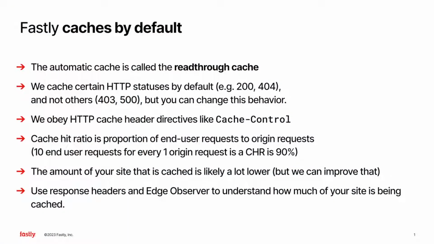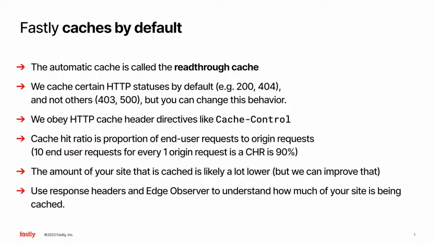Well, to summarize that, I'd say that Fastly caches by default. The automatic cache, as Andrew said, is called the read-through cache, and it caches certain HTTP statuses by default. That would be 200s or 404s. It doesn't cache some of them, like 403s and 500s, as you don't want to cache an error from the server when that is likely to change on a different request. But you can change this behavior using VCL if you would like.